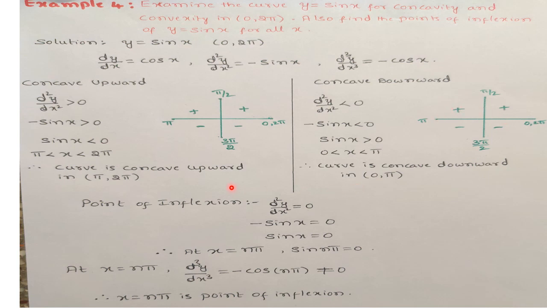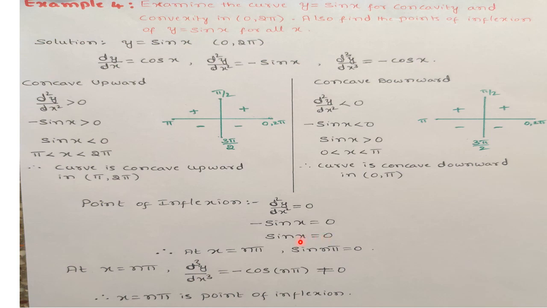Okay, this is over. Next, to find a point of inflection, here equate d square y by dx square is equal to 0. Here this one, minus sin x is equal to 0. Therefore, sin x is equal to 0.